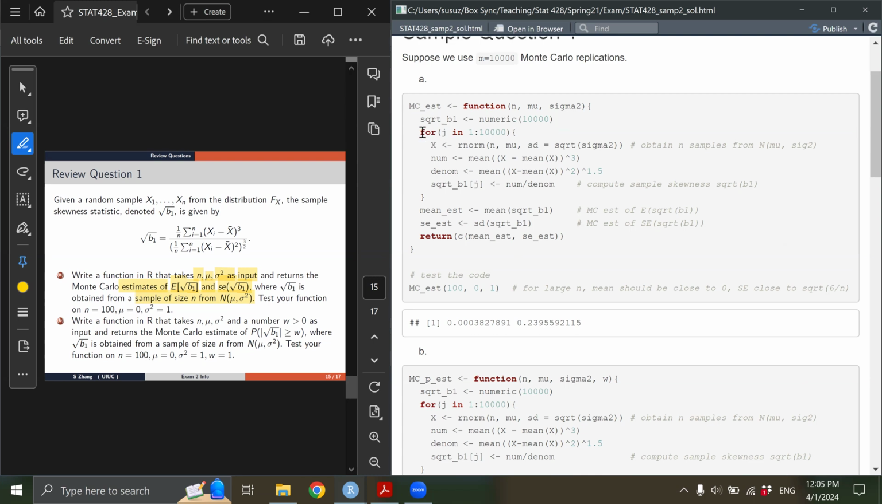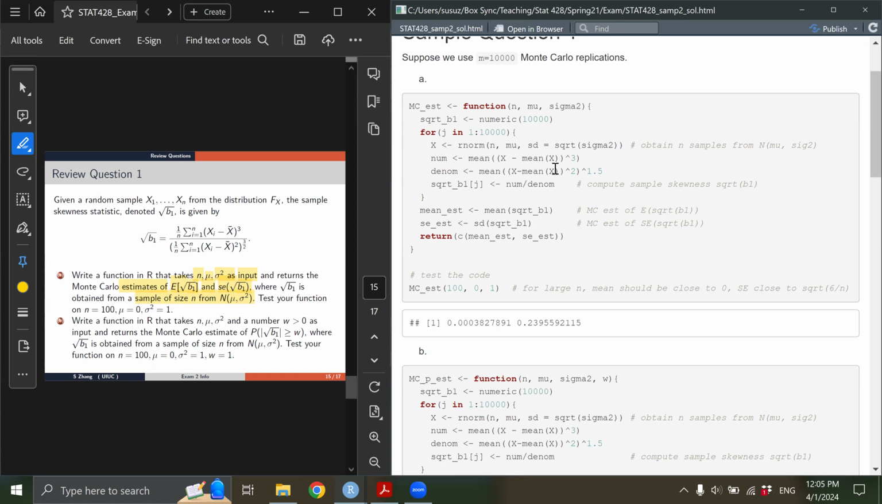In each replication, I first generate the data from a normal distribution with size n, mean mu, and standard deviation equal to the square root of the population variance. That should give you a sample of size n from the desired distribution. Then, using this random sample, which is a vector of length n, we calculate the square root of B1.